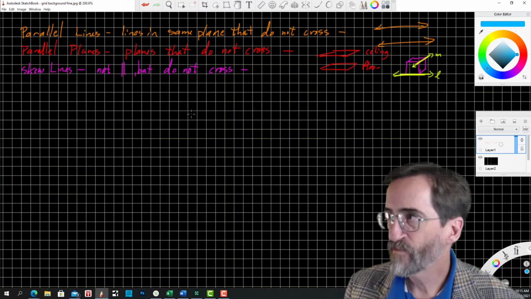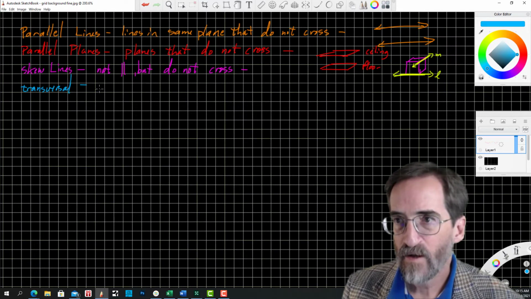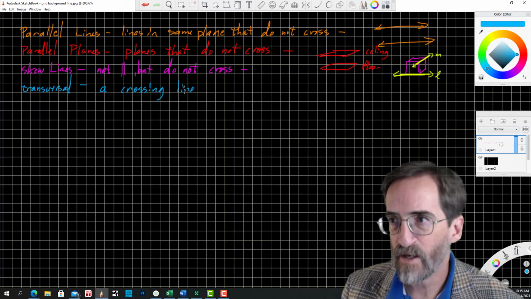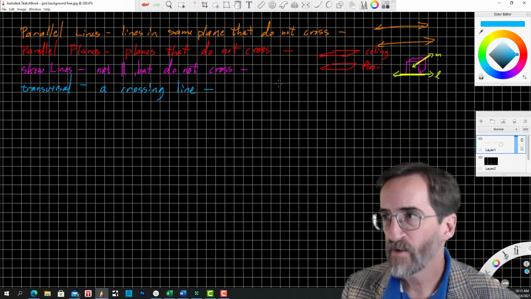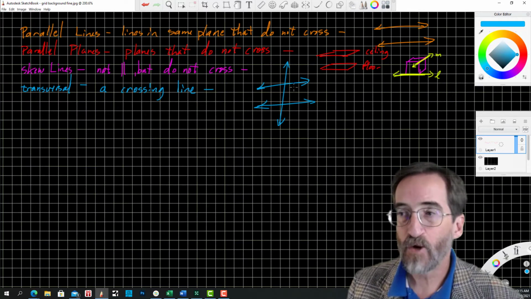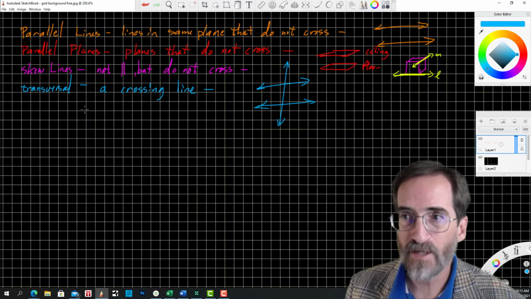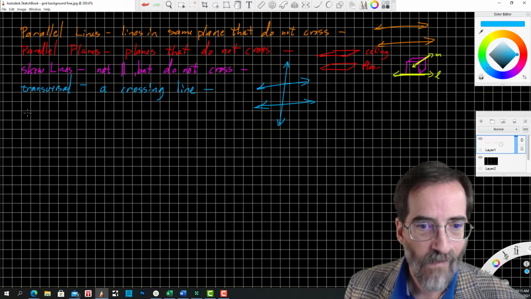Transversal. A crossing line. A line that crosses two or more others. A crossing line is a transversal. So we have two lines, and by the way, the two lines do not need to be parallel to have a transversal. Okay? They just need to be crossed by a third line. The line that crosses two lines is a transversal. Okay?